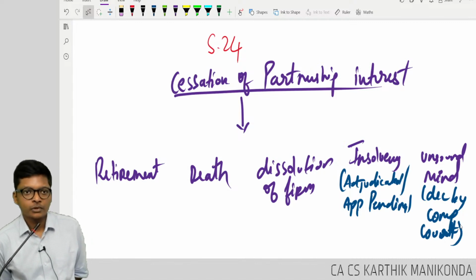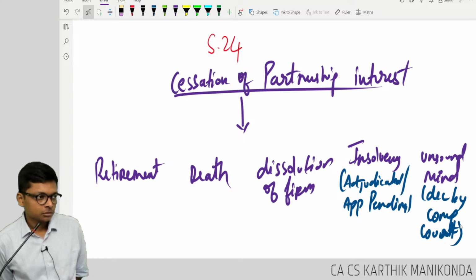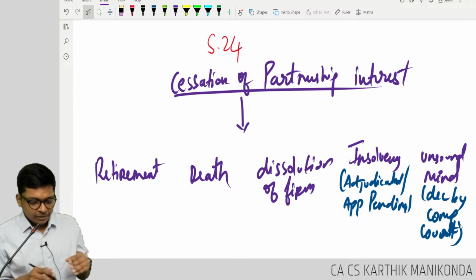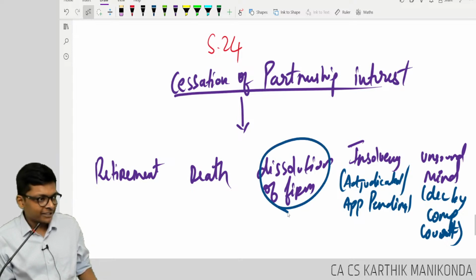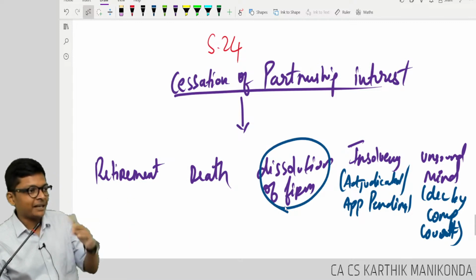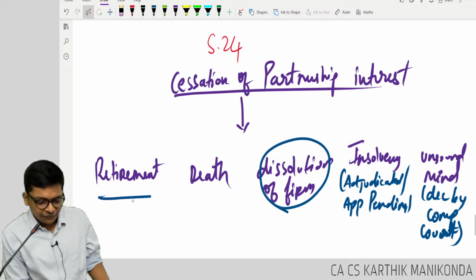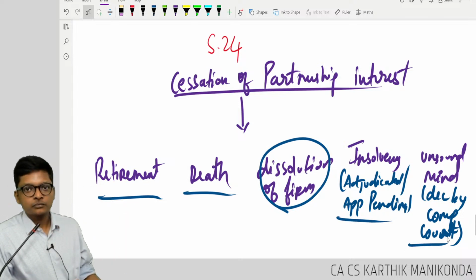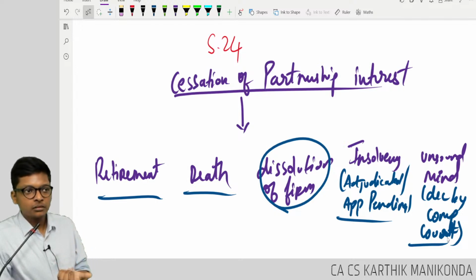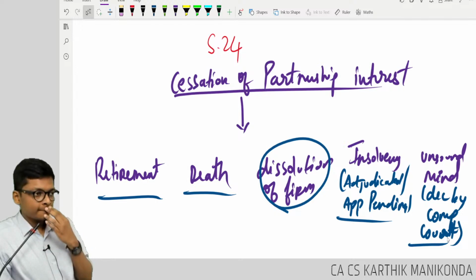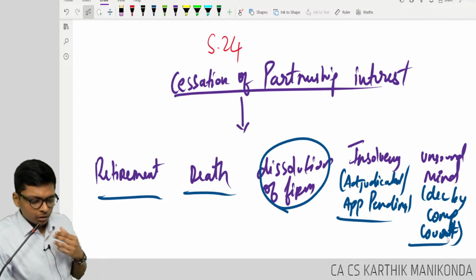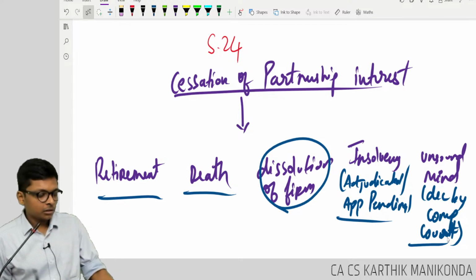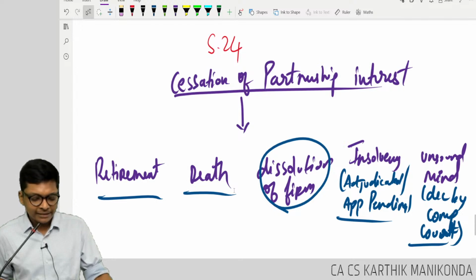Anything else? You think anything else? Dissolution of firm is full firm closing. The remaining 4 points, dissolution of partnership. Anything else? Firm comes to an end. Convicted by the court. Okay, convicted by court. So you will end. Next. Anything else?